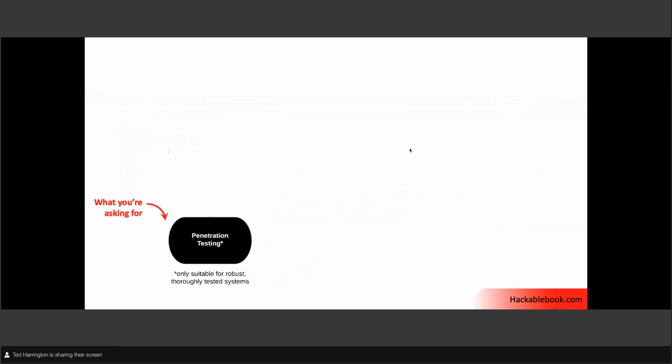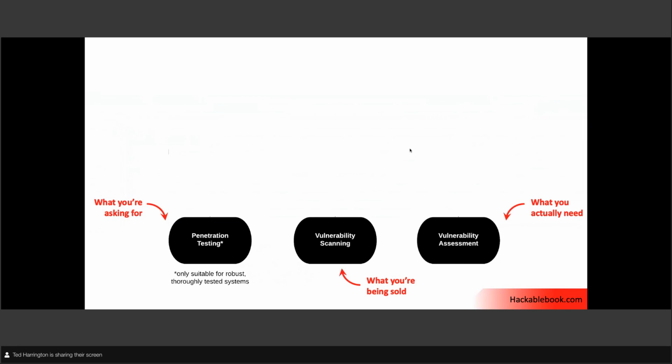Now here's what's crazy. Most organizations, when they want to find their vulnerabilities, when they want to do security testing, typically ask for penetration testing. However, commonly what's being sold is something different: vulnerability scanning. Yet what they actually need is a third thing altogether, which is vulnerability assessments. These are three remarkably different things. They have remarkably different outcomes. They have remarkably different approaches. They require different levels of investment of time and effort and money. And yet people interchange these terms all the time. They shouldn't. So let's examine what each of these things is.